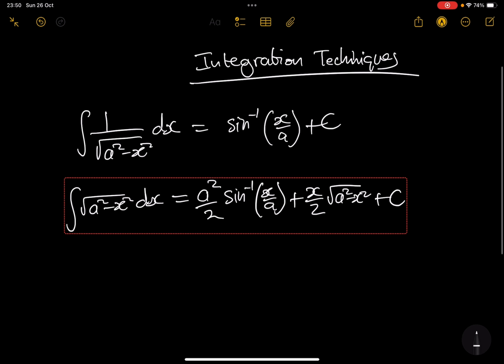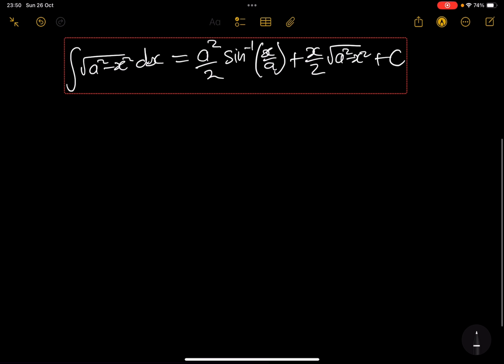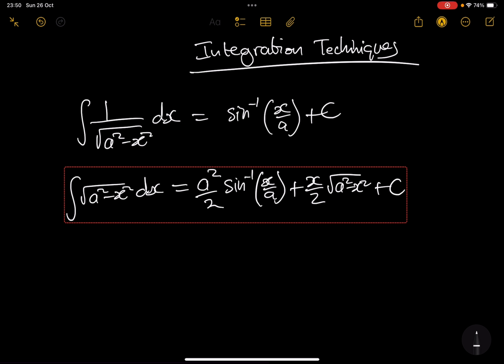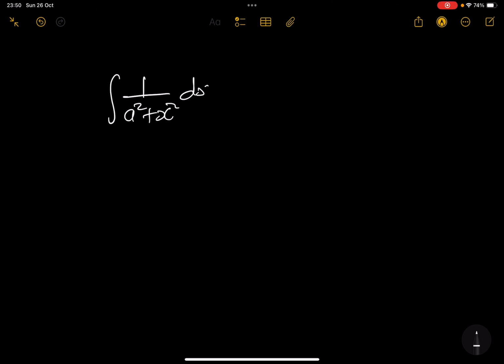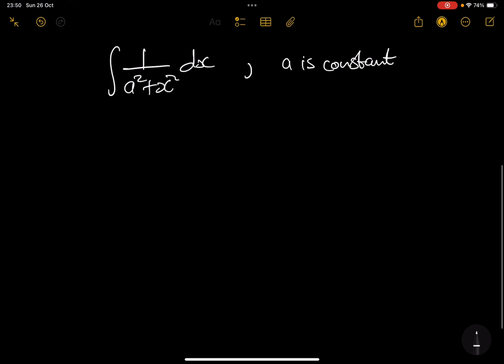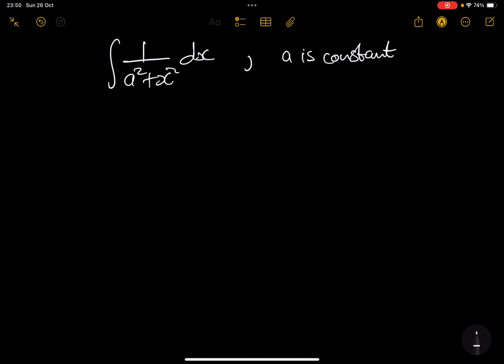So I'm going to continue to formulate other formulas that you can use to work on integration techniques. The first one: what if you are given an integral in this form, 1 over a squared plus x squared dx? Obviously a is a constant. If you're given an integral of this form, what is the easier way of doing this? We are going to derive a formula or an expression that we can just use to evaluate an integral like this one.